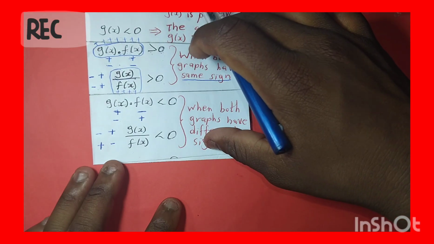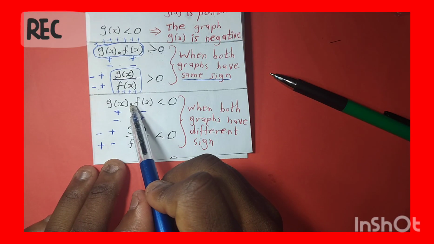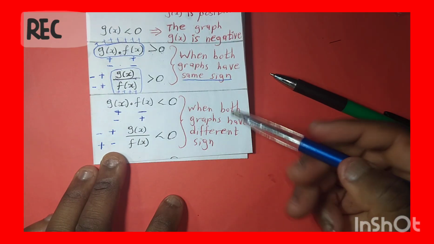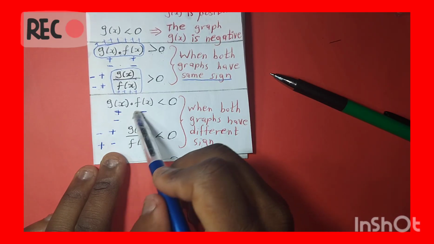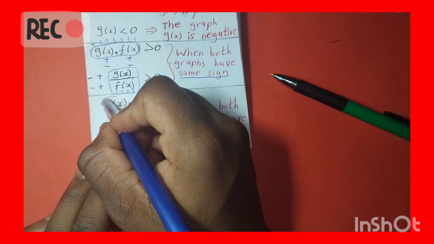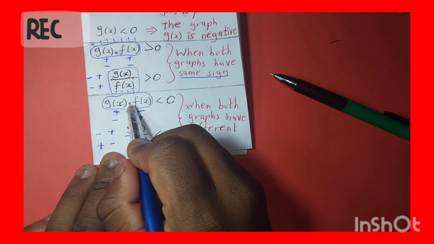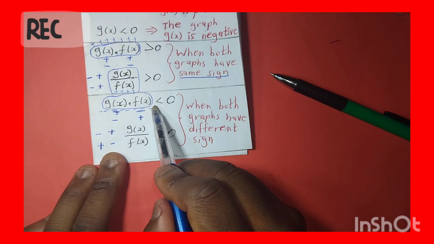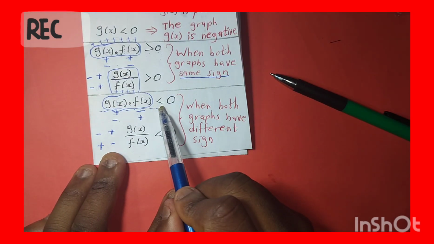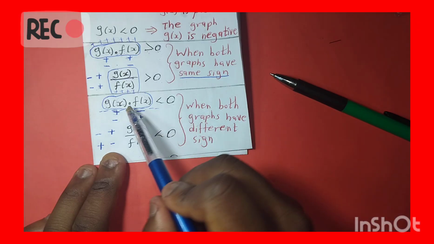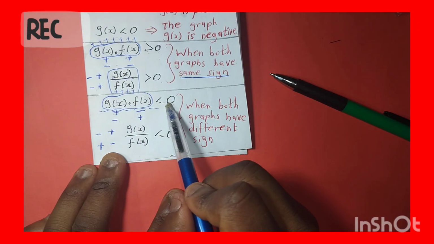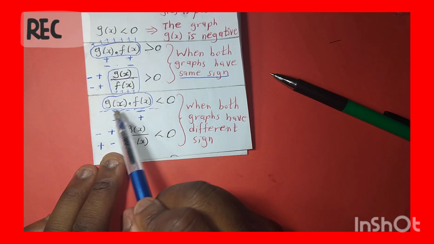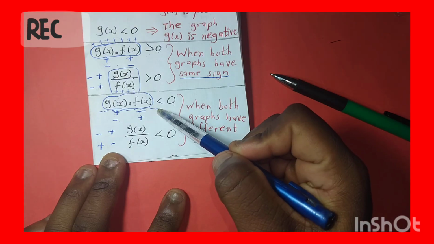But now, if we are multiplying two graphs and they are less than 0, it means that those graphs will have a different sign. Because when you multiply different signs, we should get negative there. And what does that negative mean? It means that those two graphs are less than 0. And in order for them to be less than 0, they should have different signs, because when you multiply different signs, you should get negative.